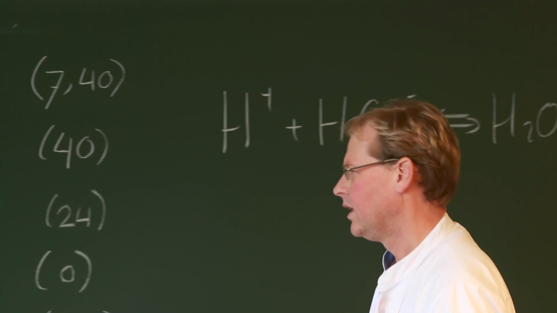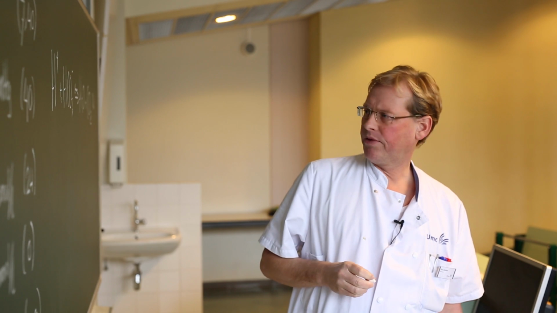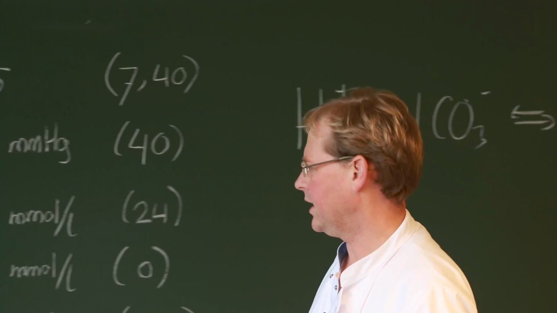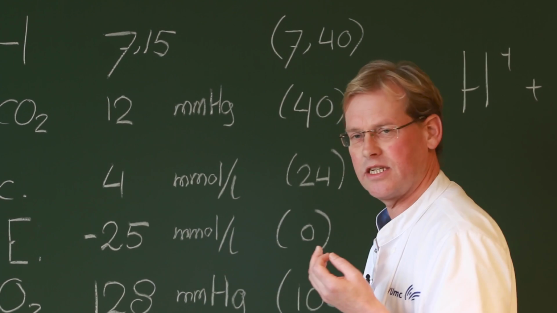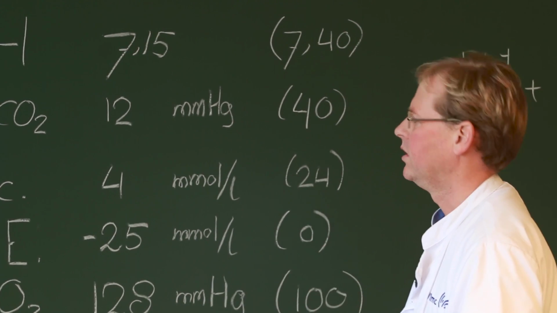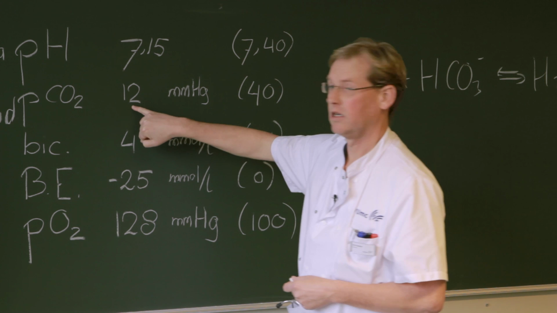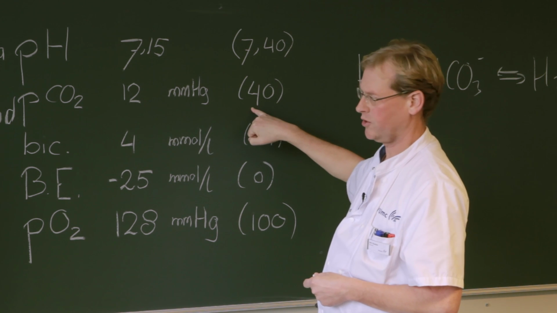There we go. Now we'll continue with step 3, and that's maybe the most tricky one, because step 3 is the question whether there is compensation or not. How does this boy compensate? He can do it by hyperventilation and losing carbon dioxide. Does he do it? Well, he does. It's lower than 40, so there is compensation.